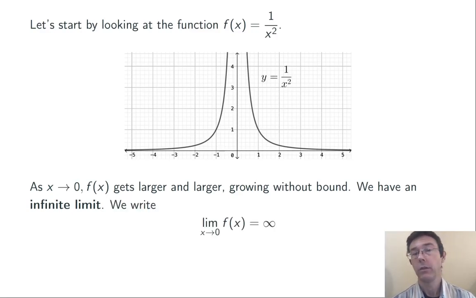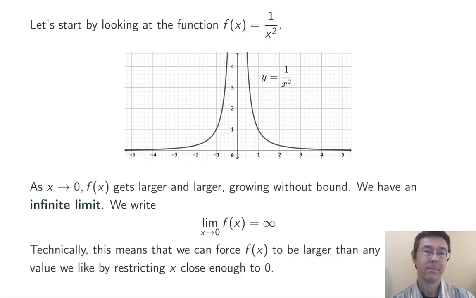Here's the notation. We write limit as x goes to 0, f of x equals infinity, to mean that as x gets closer and closer to 0, f of x is growing without bound. A little more technically, this means that we can force f to be larger than any value that's given to us just by restricting x to be sufficiently close to 0, but not x equals 0, of course.